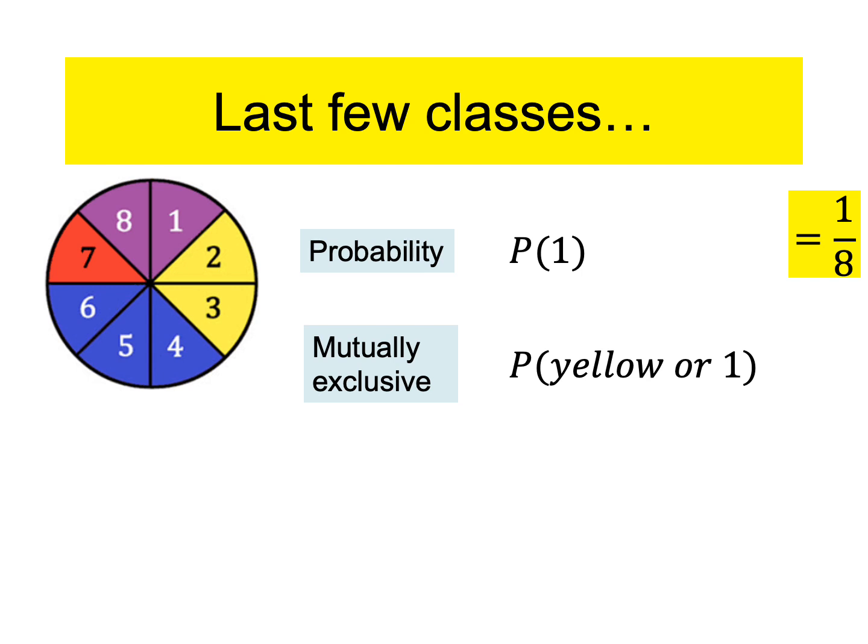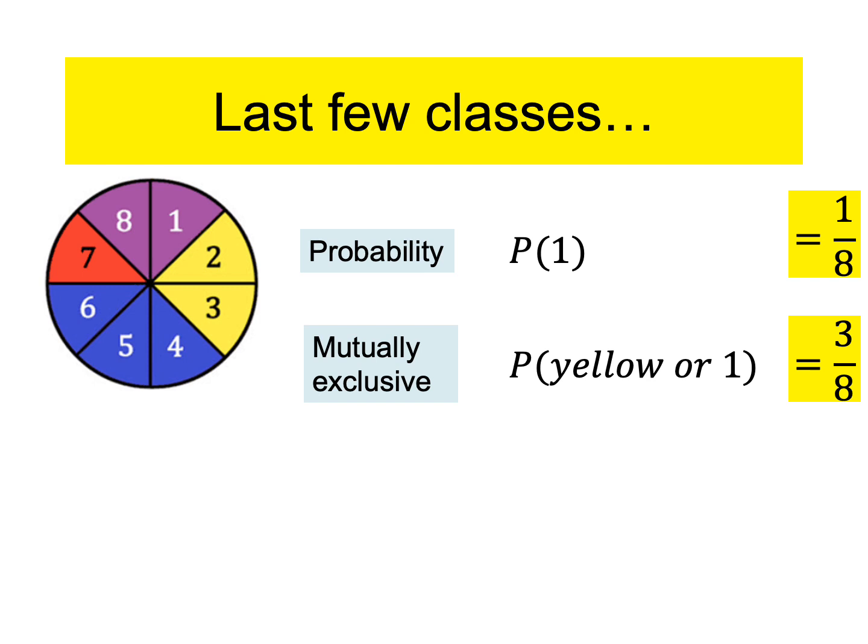So let's see. The formula was for mutually exclusive, the probability of yellow plus the probability of 1. Well, yellow is 2/8. 1 is 1/8. 2/8 plus 1/8 is 3/8. So that's what you had the last class for homework.